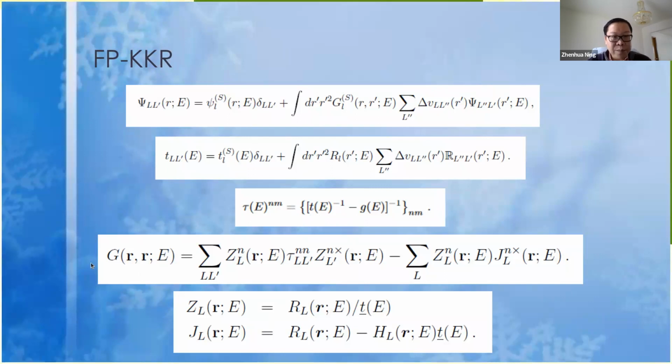The imaginary part of this Green's function gives the charge density, and then from the charge density we solve the effective potential. Then we can repeat this until convergence. This is how I solve the full potential KKR.